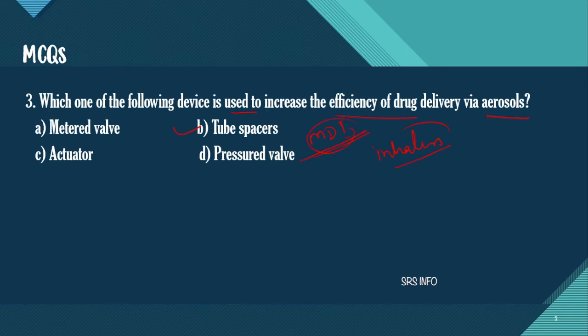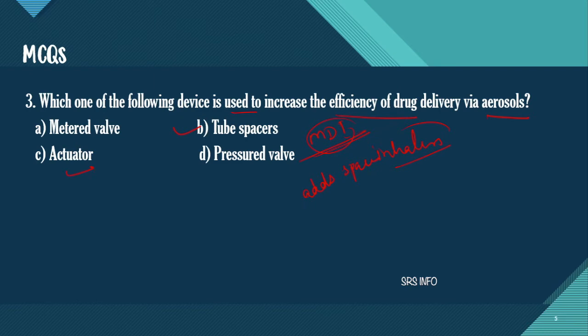What do these tube spacers do? They add space in the form of a tube or chamber between the mouth and the canister, that is, the cylindrical container of that particular medication. That is the function of tube spacers, which increases the efficiency of drug delivery.